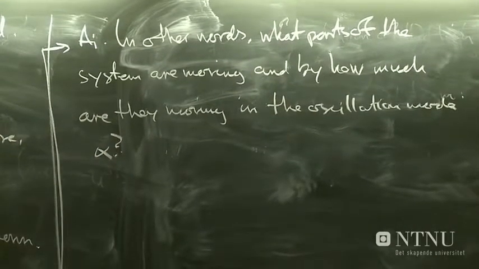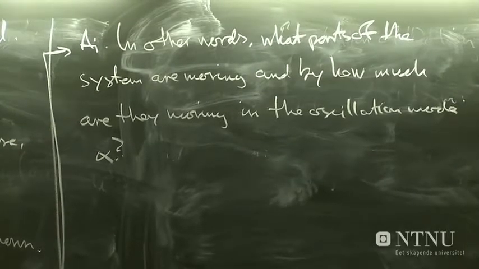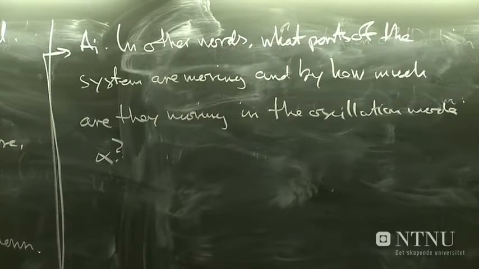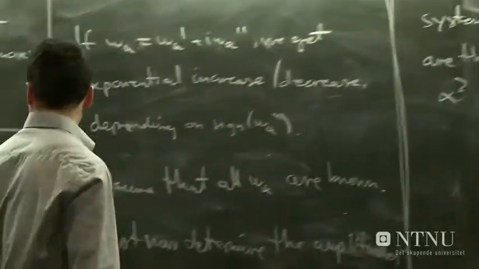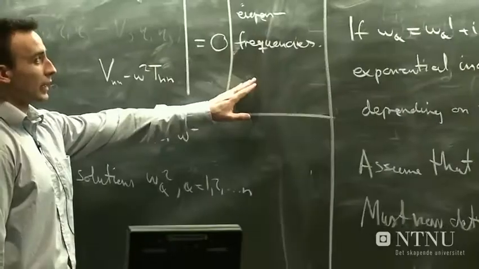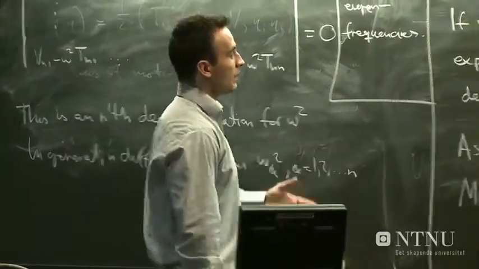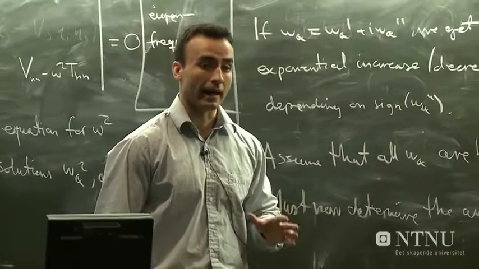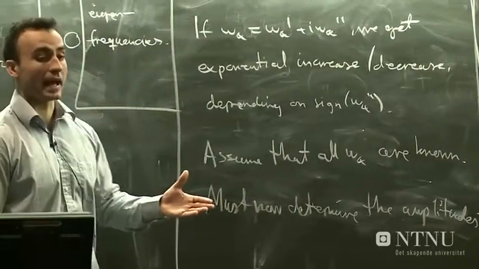So in other words, we're basically looking for an answer to the question: what parts of the system are moving, and by how much are they moving when we're considering an oscillation mode alpha. So in general, we have n, small n, number of solutions for the eigenfrequency. These are all possible solutions of the system. So if you consider one of them, that's one allowed oscillation mode of the system. So the question is then, what is the corresponding amplitude?